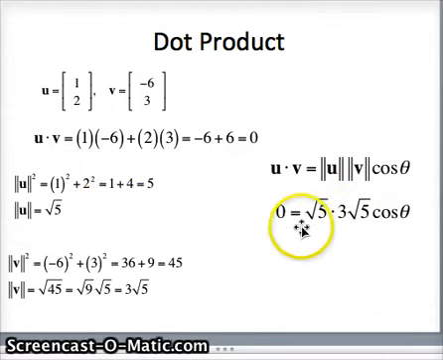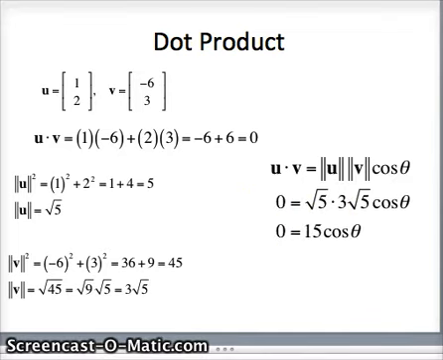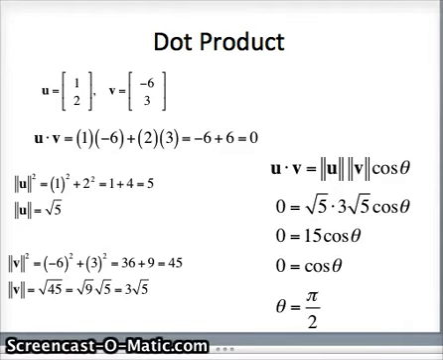But what's happening here? I have 0 equals something times cos theta. Well, if that's the case, cos theta is going to have to be 0. The product of the magnitudes isn't really the issue. The issue that we have here is cos theta is 0, and if cos theta is 0, what does theta have to be? When is the cosine 0? The cosine is 0 if the angle is 90 degrees or pi over 2.